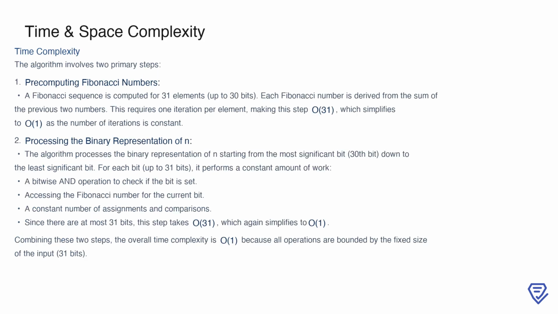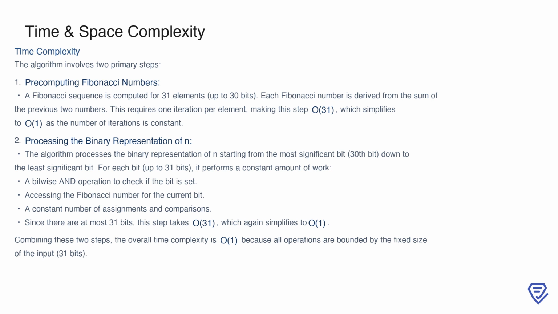The time complexity of this algorithm can be broken down into two main steps. First, we pre-compute the Fibonacci numbers. This involves generating a Fibonacci sequence up to 31 elements, corresponding to the maximum 30 bits of an integer. Since each Fibonacci number is calculated using the sum of the previous two numbers, and there are only 31 iterations, this step is constant in time and takes O(31), which simplifies to O(1), because 31 is a fixed, constant value.